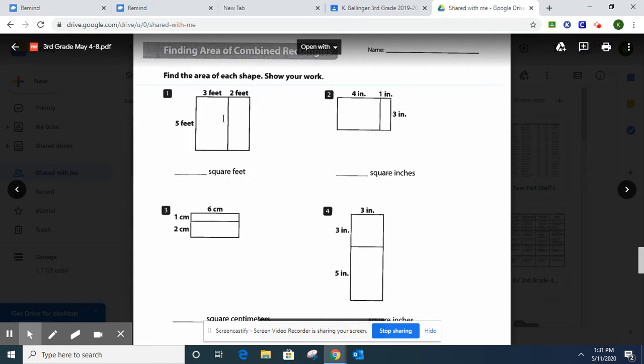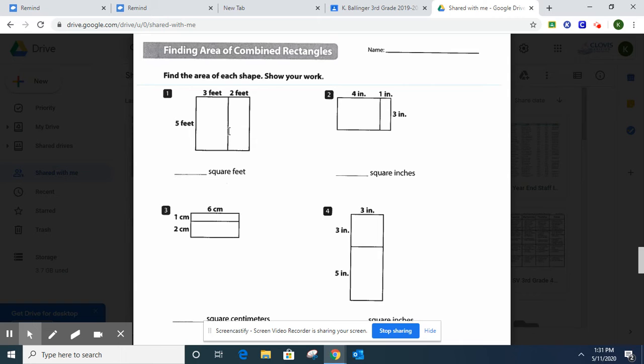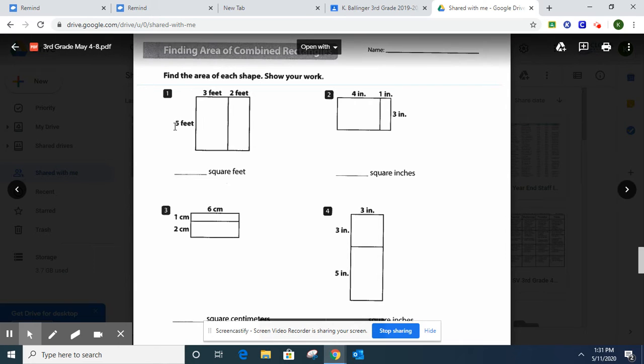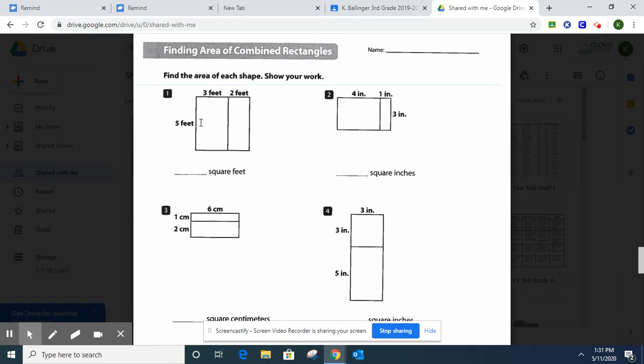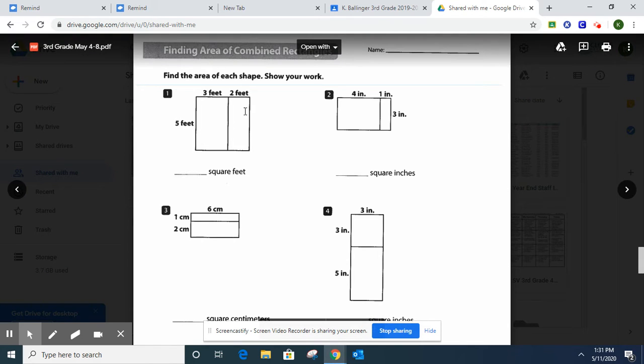So remember, to find the area, you multiply. But this one has each shape broken apart into two shapes, so you have a couple choices. You can either multiply this 5 times this 3 and get 15 feet squared, and then find this area, 10 feet squared, and then add that up. Or you can add the 3 and the 2 into 5 and get 5 times 5, which is 25. Either way, your answer is going to be 25 square feet.